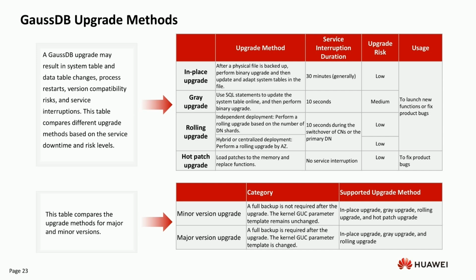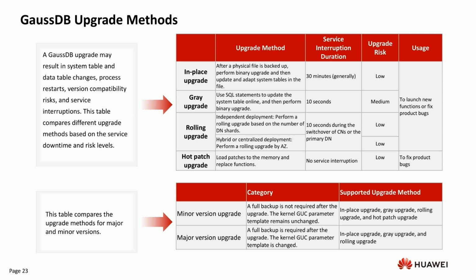For in-place upgrade, after a physical file is backed up, you can perform binary upgrade and then update and adapt system tables in the file, and services will be interrupted for 30 minutes. For gray upgrade, you can use circle statements to update the system table online, and then perform binary upgrade, and services will be interrupted for 10 seconds.